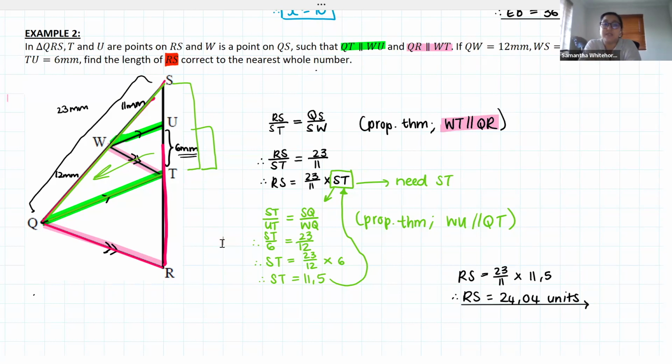Again, if you had seen that you would need ST and you had gone and worked out ST first before you set up your ratio, fine. There's nothing wrong with that. Personally, I would not have been able to look at that diagram under exam pressure or test pressure and say, okay, I know at some point I'm going to need ST, let me just go work it out. That's not something that my brain in a panicked or anxious state would know how to do. And so that's why setting up that initial ratio first guides you to say, okay, this is our RS, the 23 over 11 times ST. You don't know ST, go and work it out.